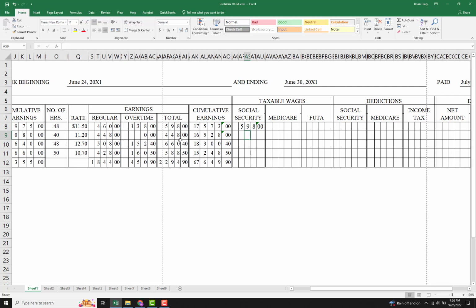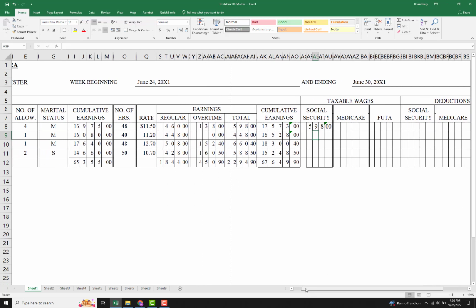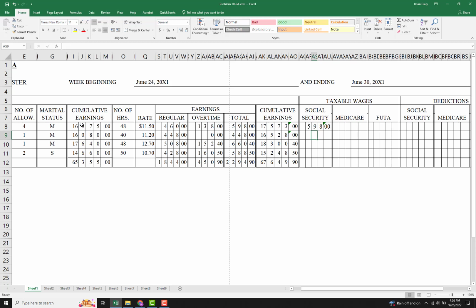Now, if we had an employee that had cumulative earnings prior to the week that exceeded that limitation, then we'd show zero here because they had already reached the limit and would no longer have Social Security taken out of their paycheck. Now, also we have another pattern.